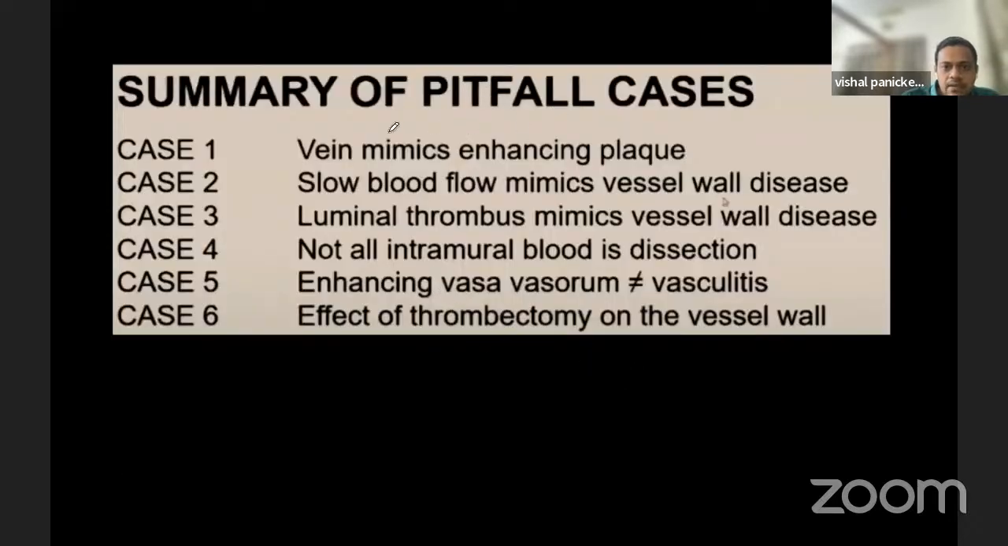So, in summary, these are the pitfalls commonly seen: the vein mimicking an enhancing plaque, slow blood flow mimicking a vessel wall abnormality, luminal thrombus mimicking vessel wall disease, and all intramural blood is not dissection. There can be intraplaque hemorrhage also. Enhancing vasa vasorum can mimic vasculitis, particularly in elderly patients. Be cautious. A post-thrombectomy patient can mimic vasculitis because of the endothelial injury and contrast enhancement.